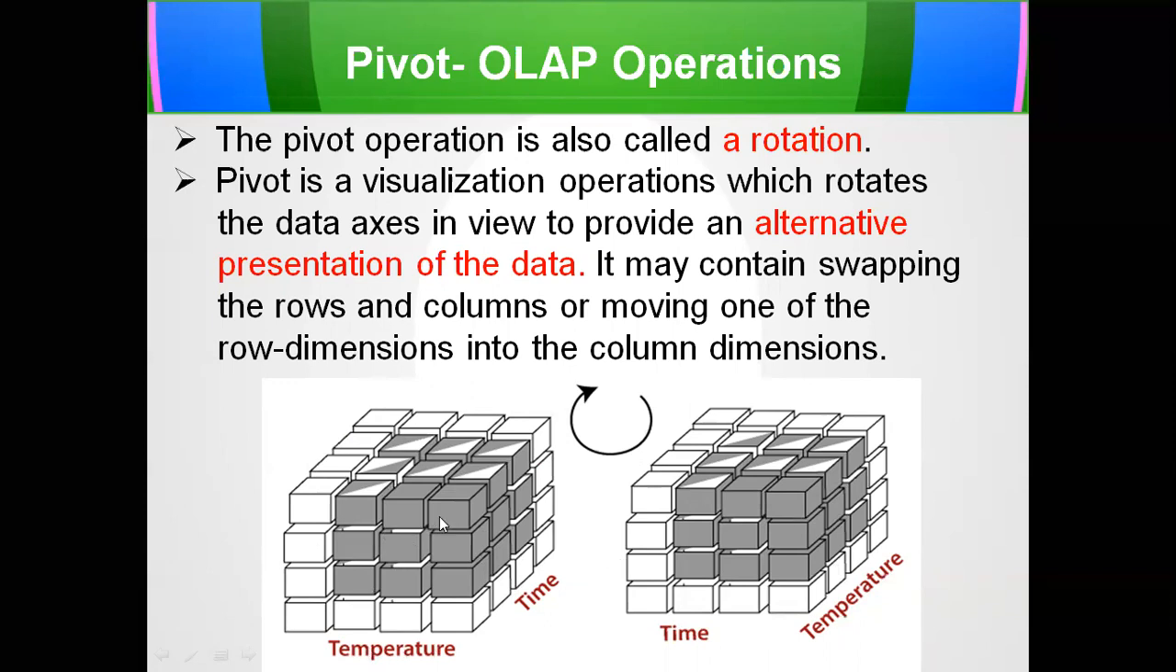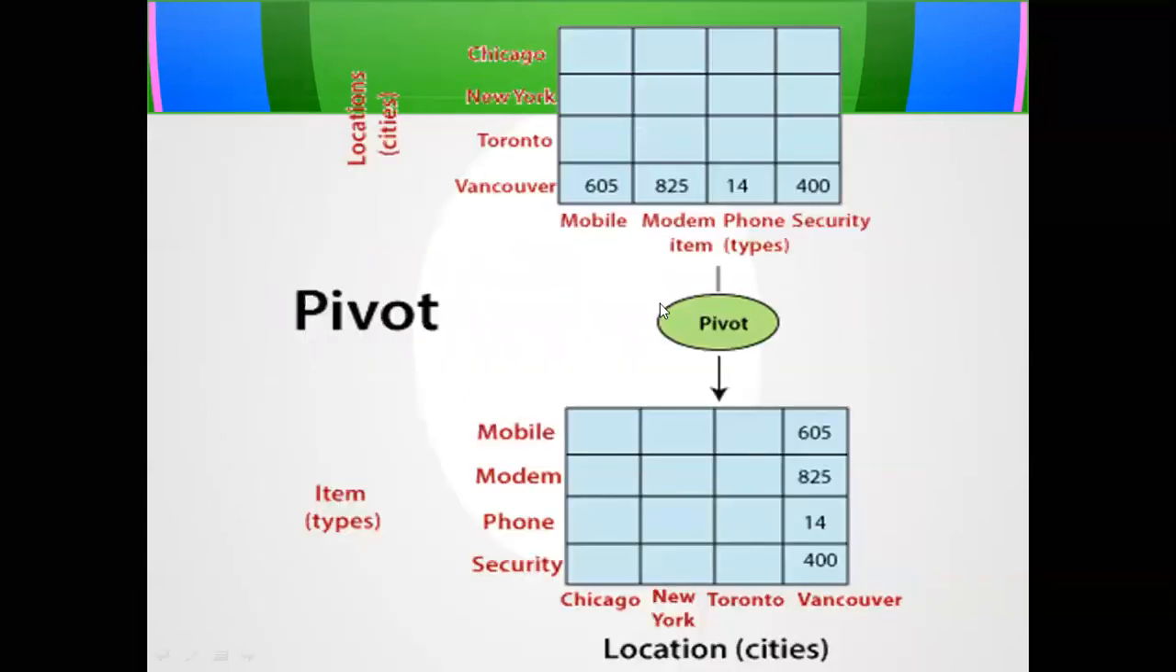So my manager can observe the data in different views, right? That will help to represent the same data in an alternative representation, right? I hope students you are clear with this. This is my example for the pivot operation.